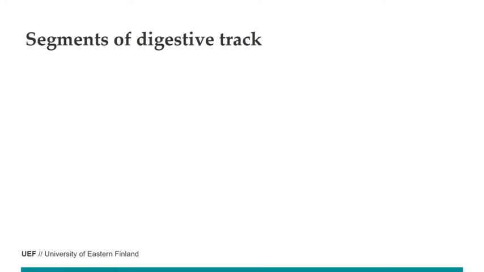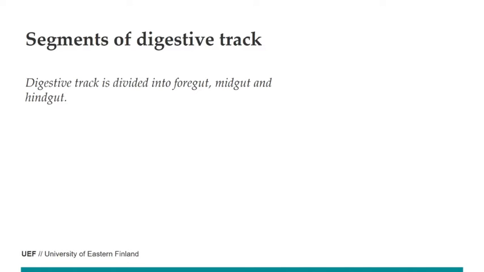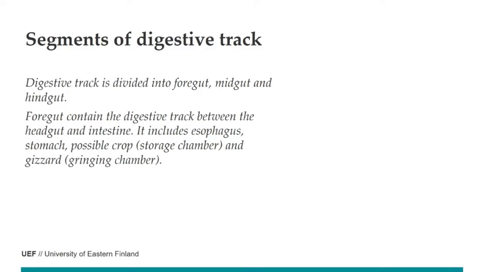Okay, we have different segments in the digestive tract. It is always divided into foregut, midgut and hindgut. The foregut contains the digestive tract before the midgut. So there is the esophagus and stomach. In some cases, there can be a crop, that is a storage chamber, or a gizzard, that is a grinding chamber.